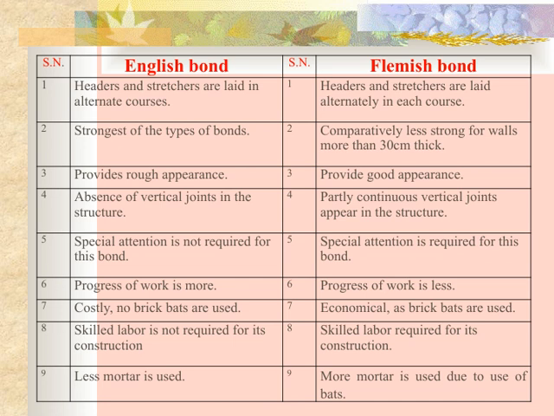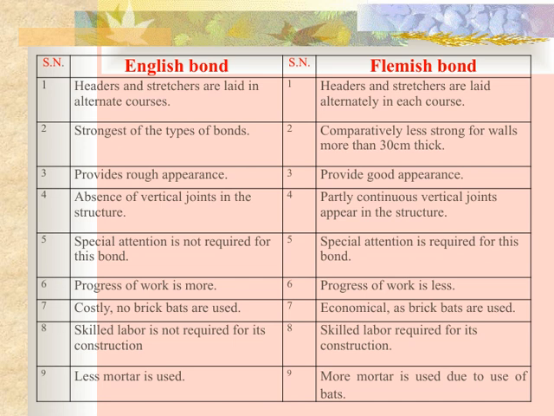One key advantage is that there are no vertical joints running through the structure, which enhances stability. Additionally, this bond doesn't require special attention during construction, making the process smoother. The work progresses more quickly because of its straightforward pattern, and it tends to be more costly since no brick bats are used, and skilled labor isn't necessarily required. Moreover, less mortar is used compared to other bonds, which can be beneficial in certain contexts.